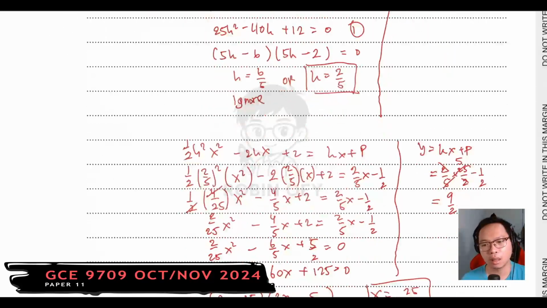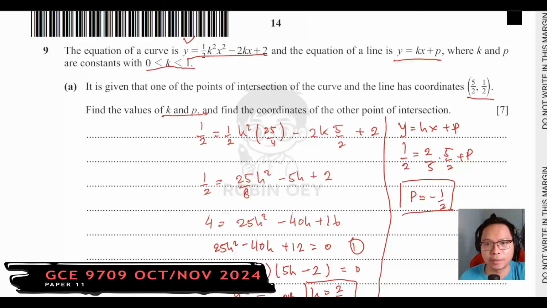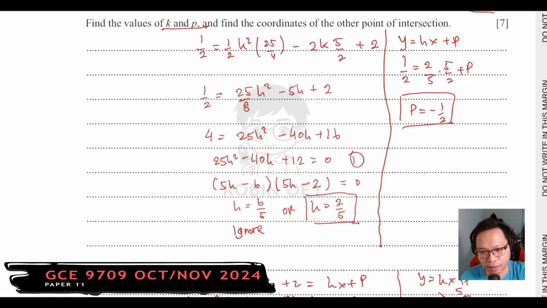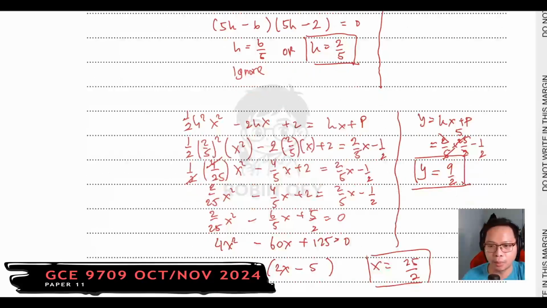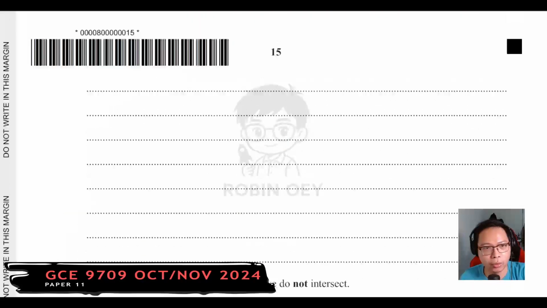Okay, yeah, that is the second coordinate of the roots, the second point, the other point of intersection, sorry. So the point of intersection would be 25 over 2, 9 over 2. Yeah, that is the second one. Now we go to B.